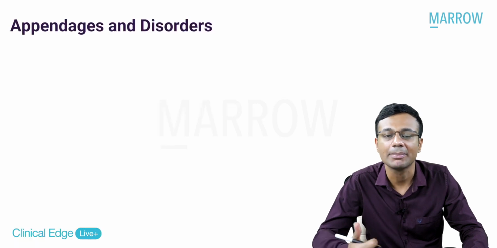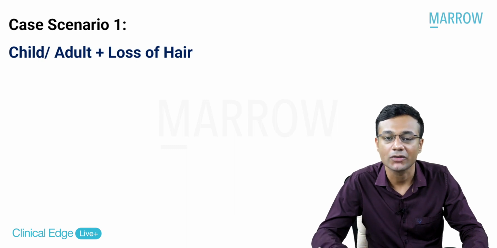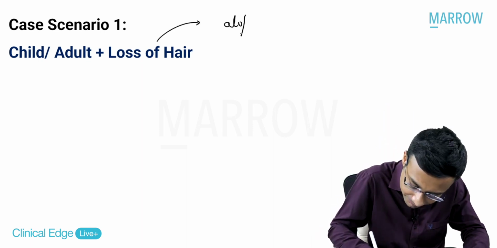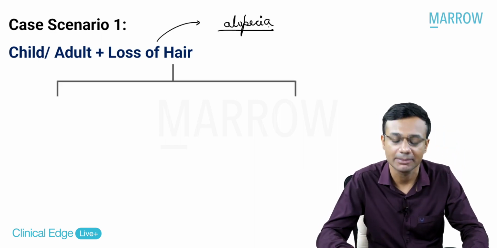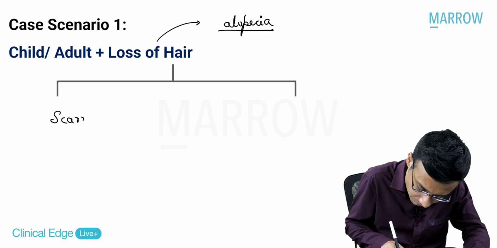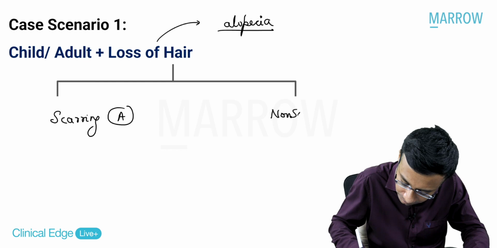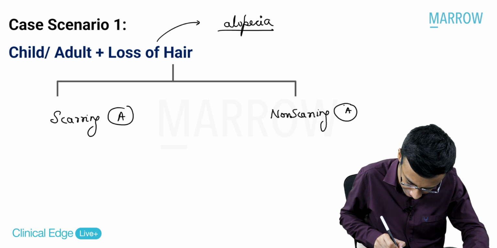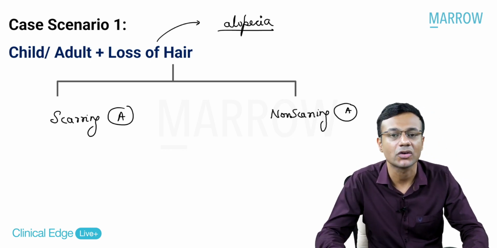Next, let us look at some appendage disorders and the case scenarios here. Number 1, case scenario is of a child or an adult presenting with loss of hair. In the exam, we know loss of hair is called alopecia. When we're thinking about alopecia, we want to broadly classify them into scarring alopecia and non-scarring alopecia. So this is the broad categorization. Let us look at some important causes of scarring and non-scarring alopecia.